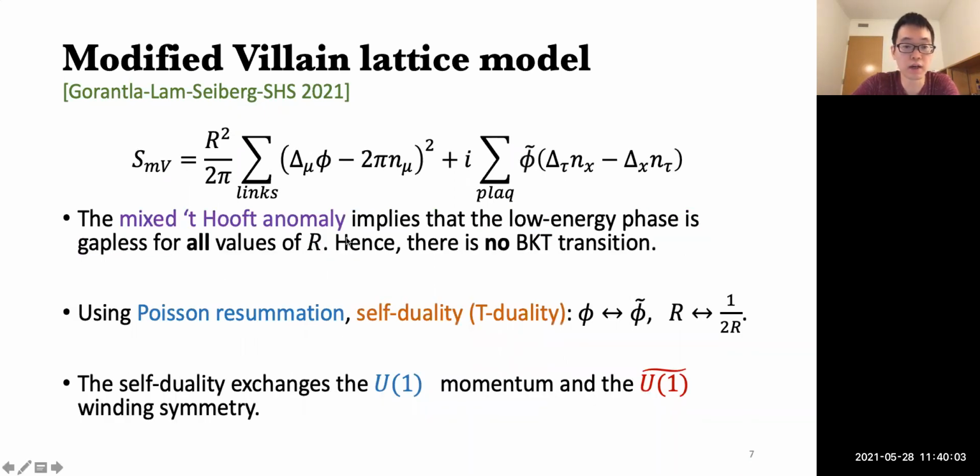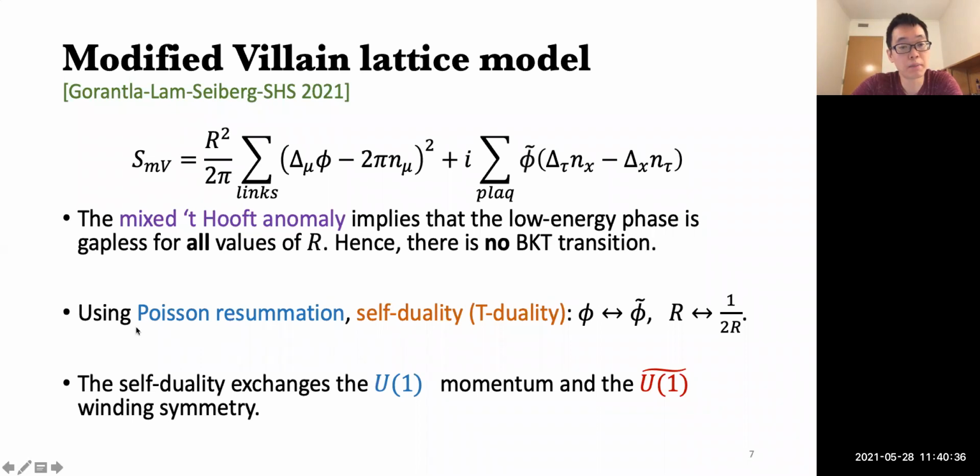The mixed 't Hooft anomaly between the two U(1) on the lattice implies that the low energy phase of this lattice model, if we impose both U(1) symmetries, is gapless for all values of R. This is because a gapped phase cannot possibly reproduce or match the mixed 't Hooft anomaly between two U(1) global symmetries. Hence, this new modified Villain lattice model has no BKT transition, in contrast to the original XY model.